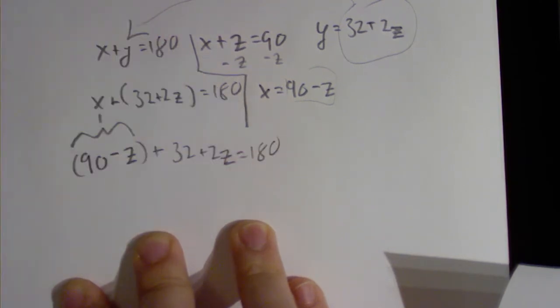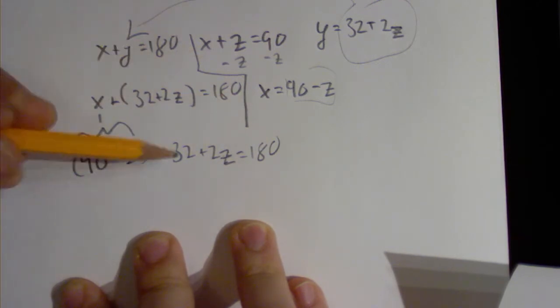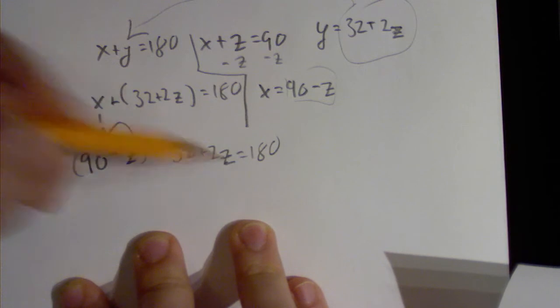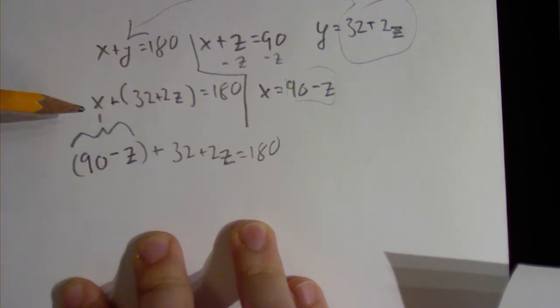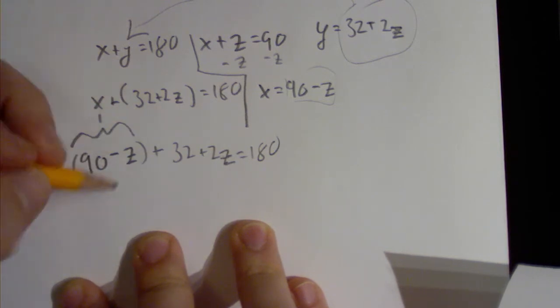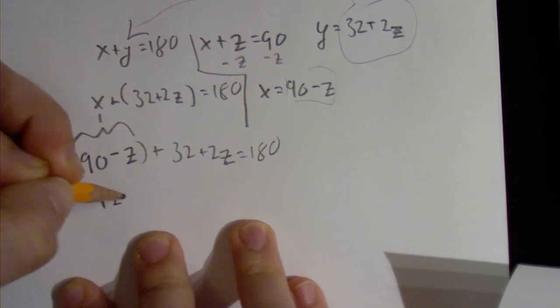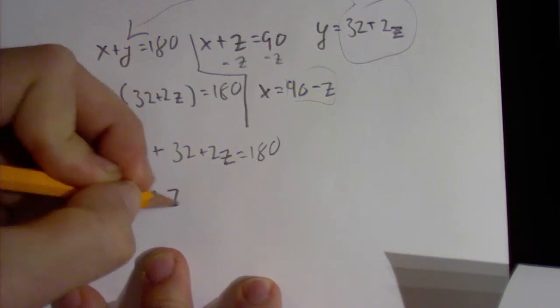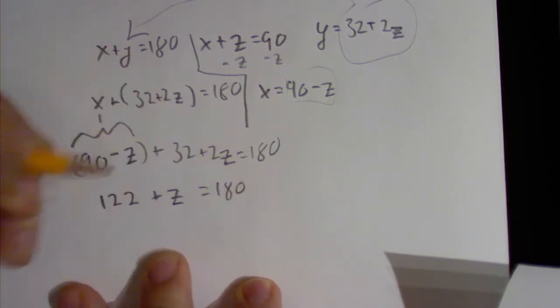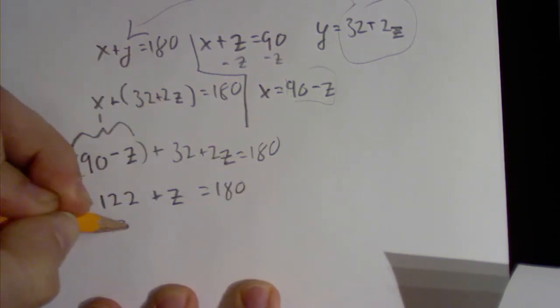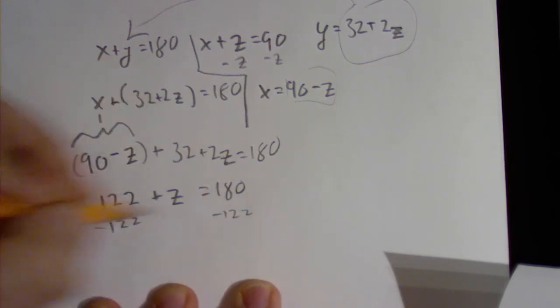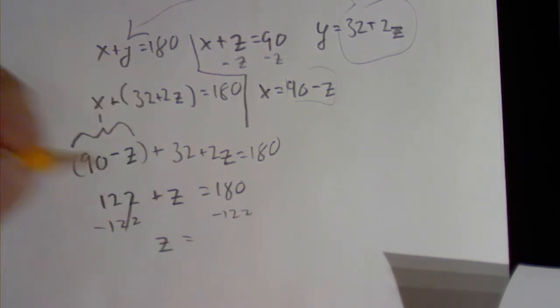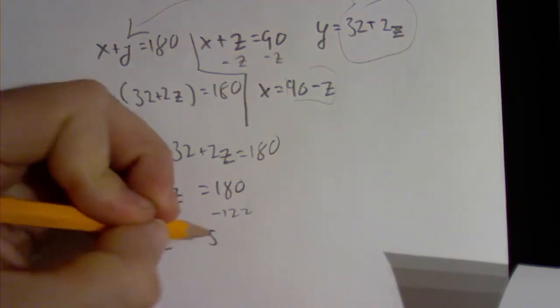equals 180. And all I'm doing is just substituting a couple times so that I get one equation with only one variable in it. I just got the z all by itself in this. And now I'm just solving like regular. 90 plus 32 is 122. Negative z and 2z's gives me just 1z left over equals 180. Then to get z by itself, I'll take away 122, minus 122. z is equal to 180 minus 122. 180 minus 122 is 58.